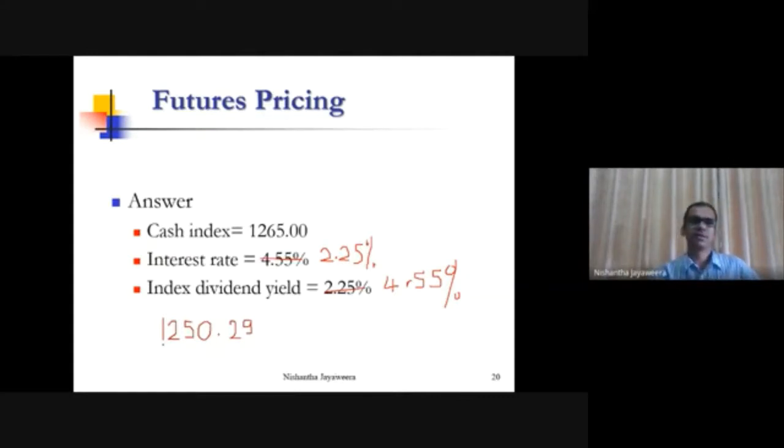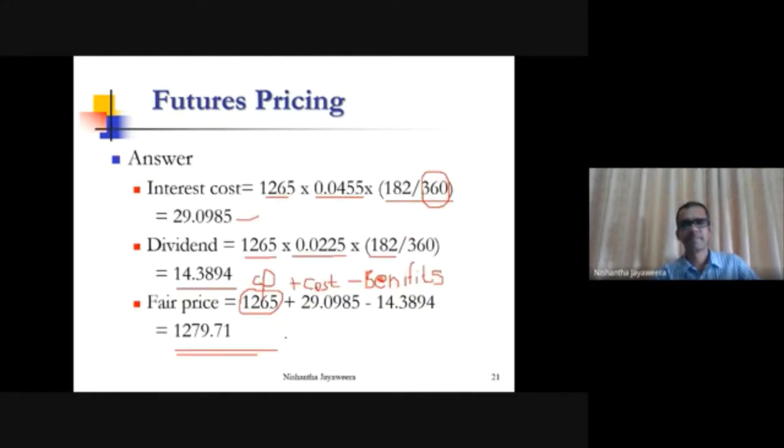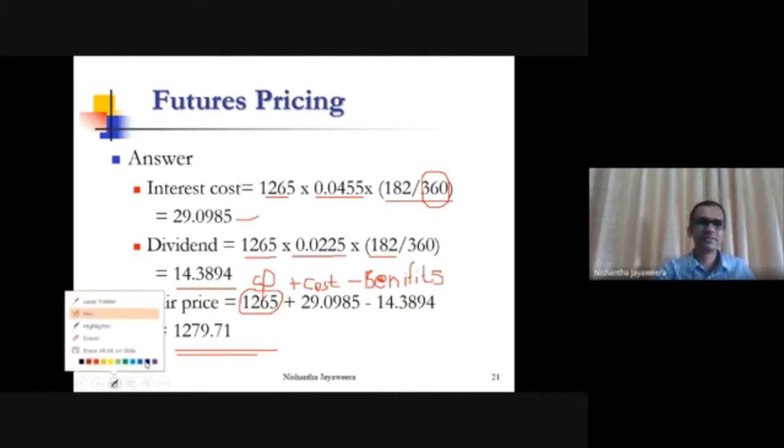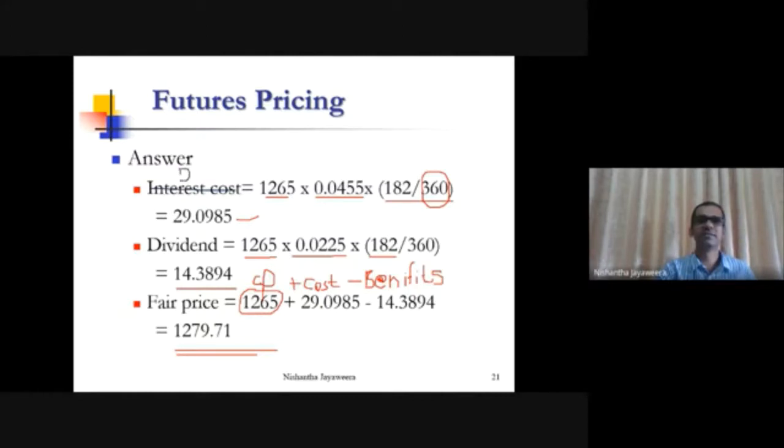You just add 14 and deduct 29, right? It's the same calculation, right? Yes. So instead of interest cost, this is the dividend and this is interest. You should get the same numbers.